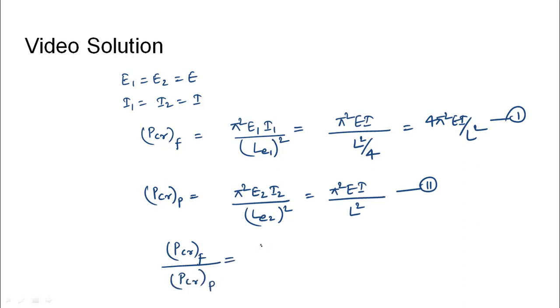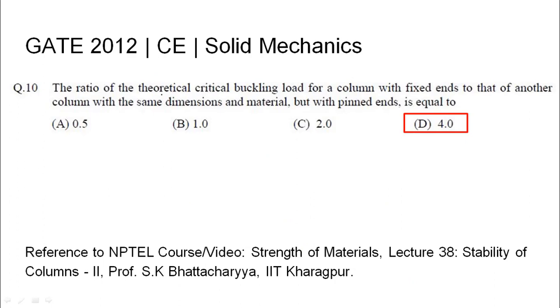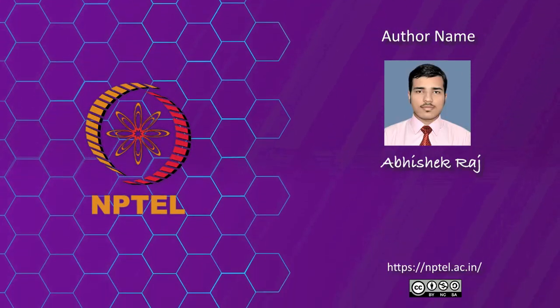So by dividing equation 1 by equation 2, we would get the value as 4 pi square EI over L square divided by pi square EI by L square, which would turn out to be 4. So the ratio of the theoretical critical buckling load for a column with fixed ends to that of another column with pinned ends is equal to 4, that is option D. The relevant NPTEL reference has been listed.